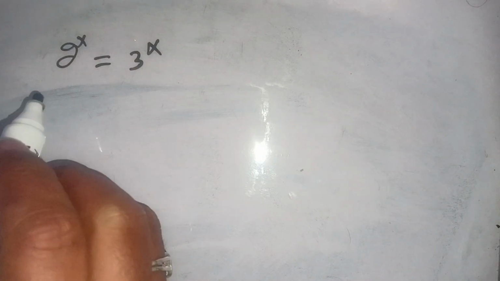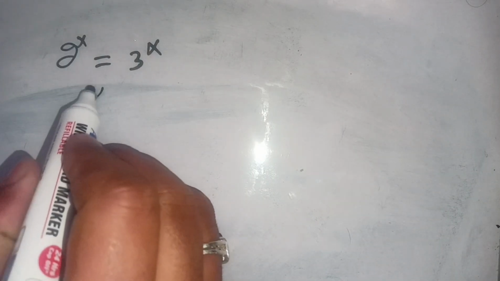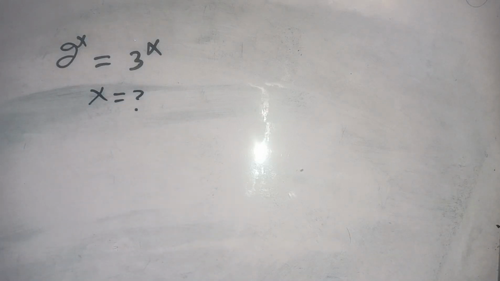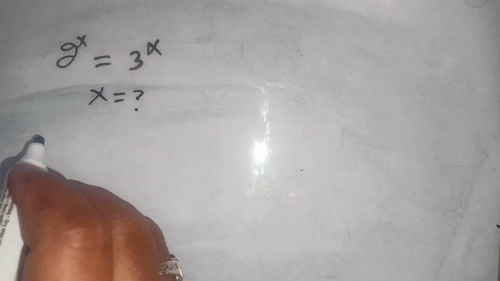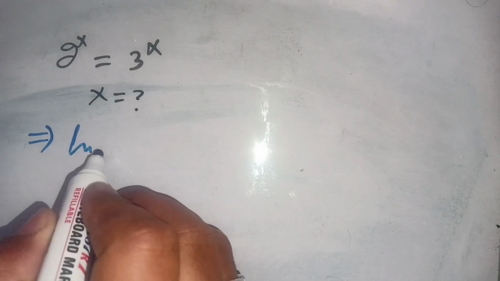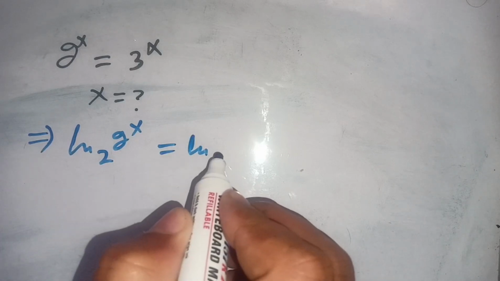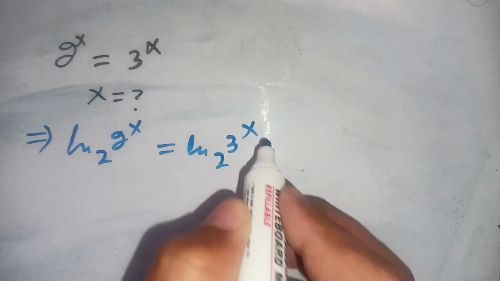Hello everyone, our next problem is this exponential equation: 2 power x is equal to 3 power x, and we have to find the value of x. Let us solve this. First of all, we take log with base 2 on both sides. We get log base 2 of 2 power x is equal to log base 2 of 3 power x.